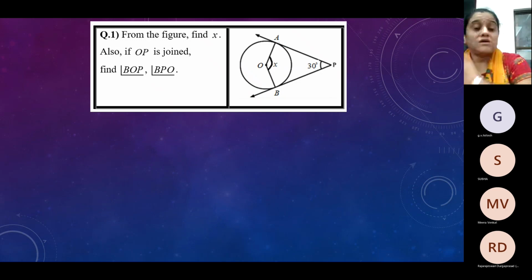Now see this from the figure. Just a minute.